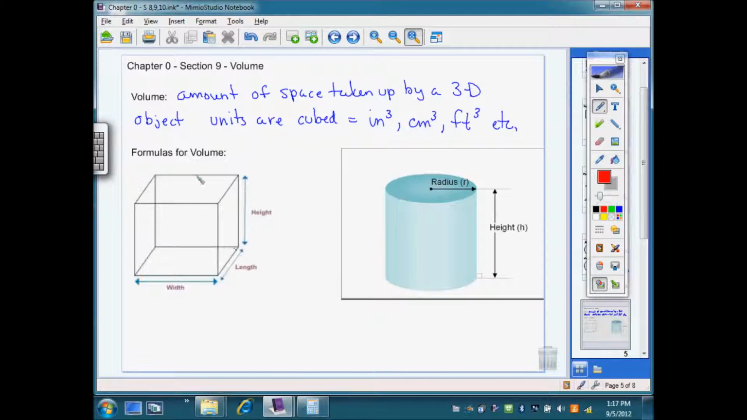This shape, anytime you have something that looks like a box, it can be a square box. If it's a perfect square, it's a cube, but if it's any kind of other box, it's called a rectangular prism. A cube is also a rectangular prism, it's just a special one. So anything that looks like a box is a rectangular prism. That's the name of it. Okay, and you have length, width, and height. So to find the volume, we multiply length times width times height.